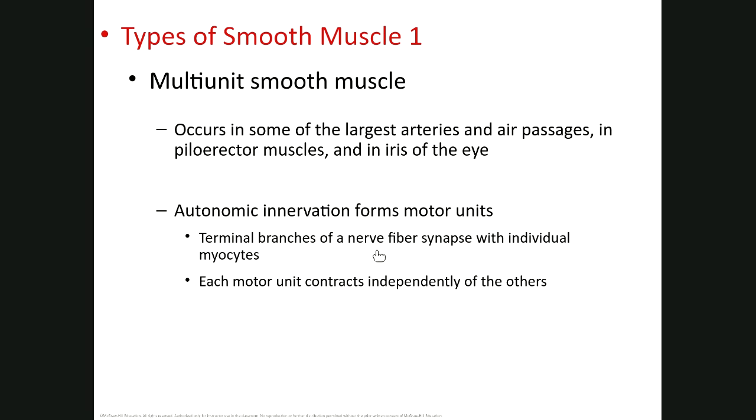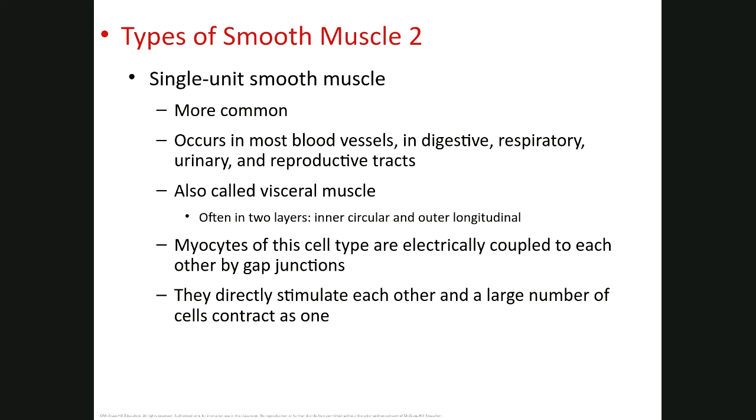Multi-unit smooth muscle happens in big arteries and air passages, or even the piloerector and iris of the eye. The autonomic nervous system is a very big influence for the smooth muscle. In fact, it follows and abides by that. The types of smooth muscle is also a factor. You have single unit, which is most common, happening in blood vessels, the digestive, respiratory, all the way to reproductive tracts or mechanism. Single unit smooth muscle, we call this the inside muscle or the visceral, right?